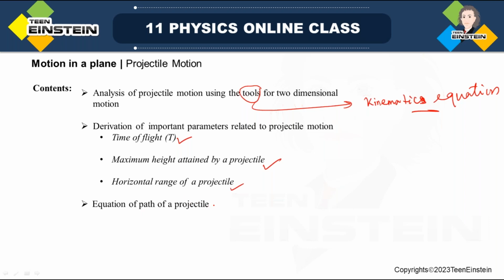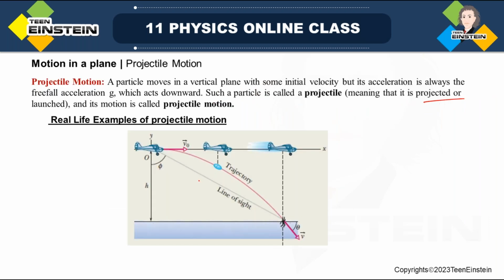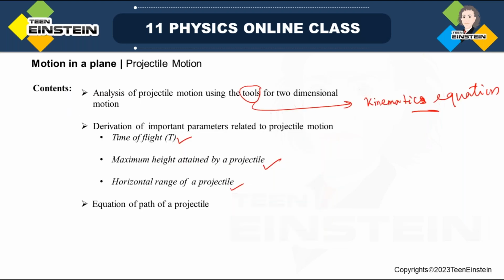So, equation of path of a projectile. As I showed you here, this is the path of a projectile when you throw from a helicopter. We need to know the path because we are going to use this projectile motion in our day-to-day life. Even in the case of basketball, we have shown you the projectile. Sorry, the path of the projectile, or the trajectory of the projectile. This is the line of sight from the helicopter, but the trajectory of the projectile is this. So we'll be learning the equation of the path or trajectory of a projectile.